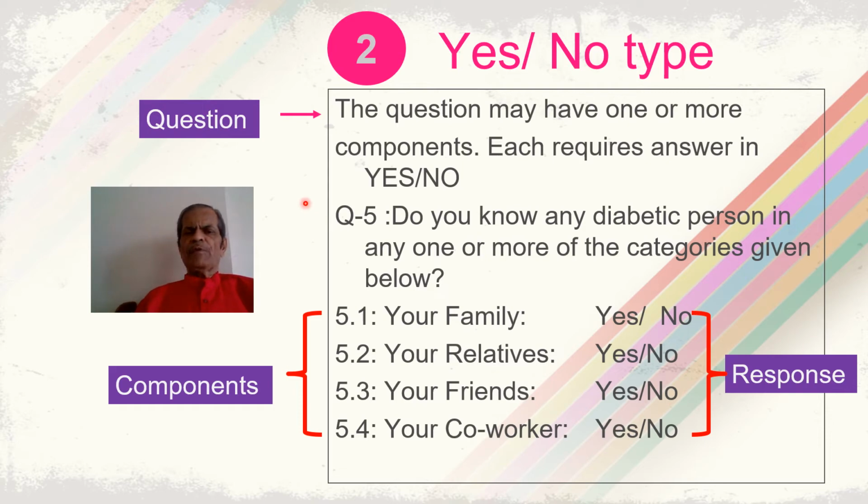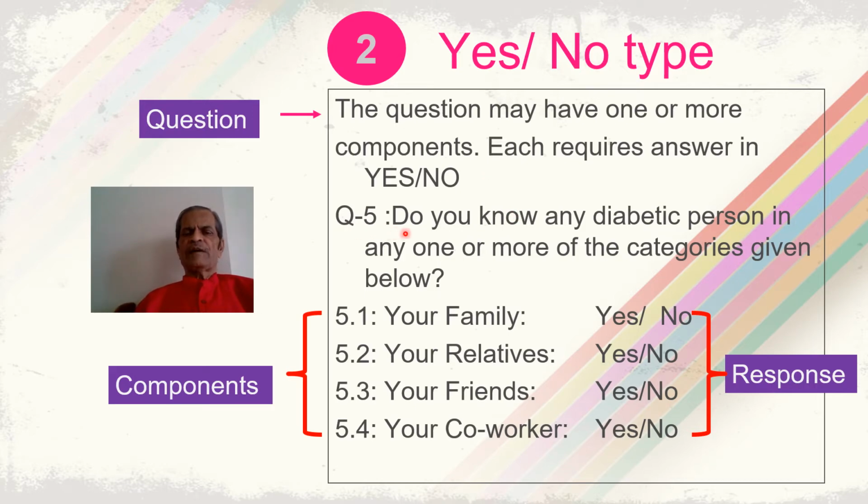Then yes no type of question, the response is in the form of yes or no. There could be more than one components, but it is not a necessary thing. The important thing is that the response is in the form of yes or no, and one checks on the yes if the response is yes. One checks on no if the response is in the form of no. The question may have therefore one or more of the components which is yes or no.